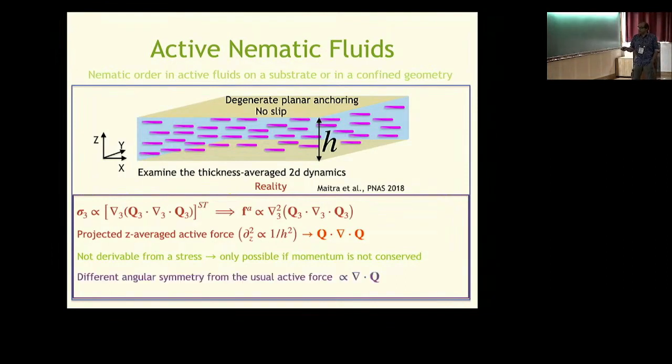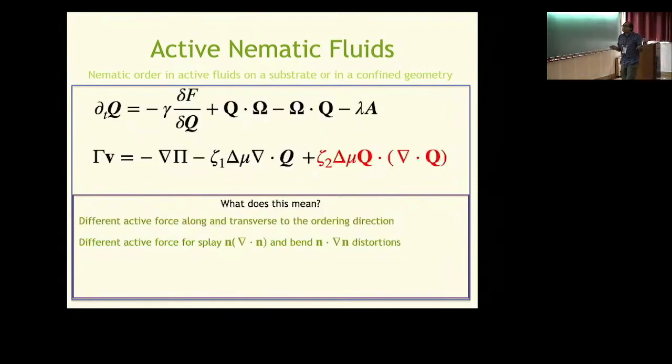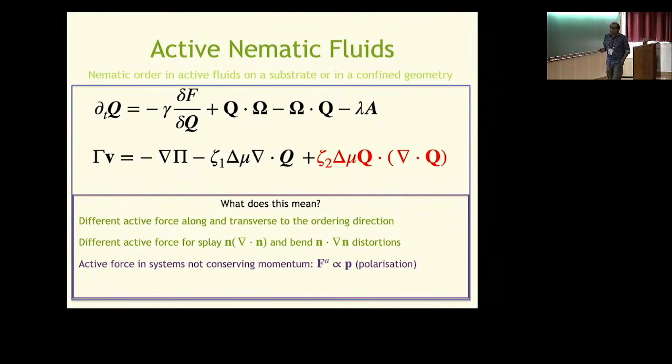And this force density has a different angular symmetry from the usual active force density. What this tells me is that the active force for a splay perturbation and a bend perturbation are different. That's not very surprising, because if I have a system on a substrate, I could get a force density if I have a polarization. And what is the polarization in a nematic? In general, it would have different coefficients for splay and bend, as people who looked at flexoelasticity ages ago, like Jacques Prost and others, would have told you.